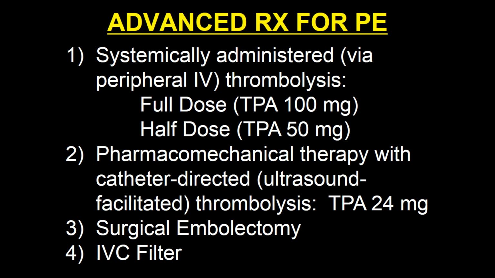Pharmacomechanical therapy with catheter-directed ultrasound-facilitated thrombolysis uses an FDA-approved regimen of TPA 24 milligrams, usually administered over 12 hours. Another approach is taking the patients straight to the operating room for open surgical pulmonary embolectomy. And in some patients, the emphasis will be on preventing a recurrent pulmonary embolism by placing an inferior vena caval filter.